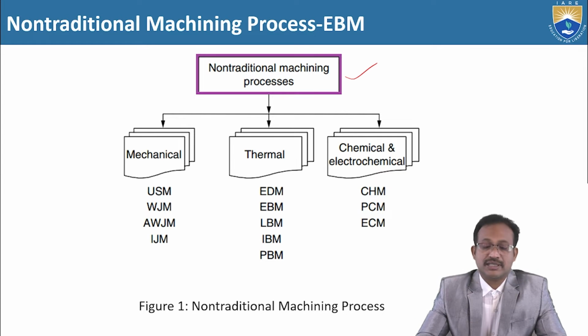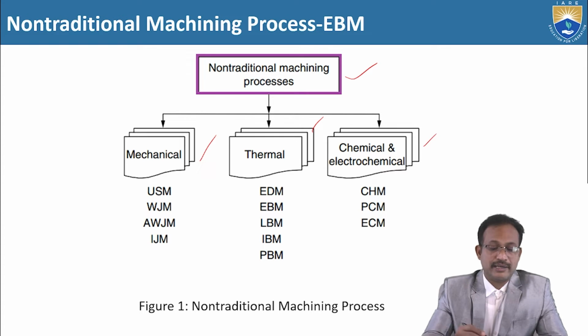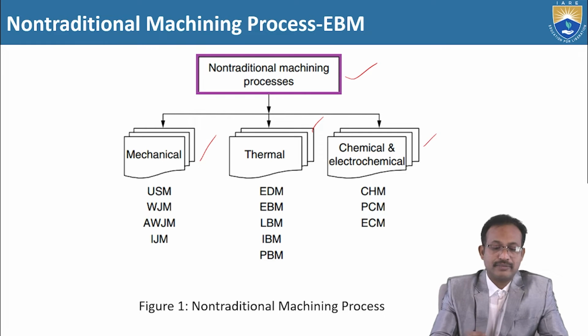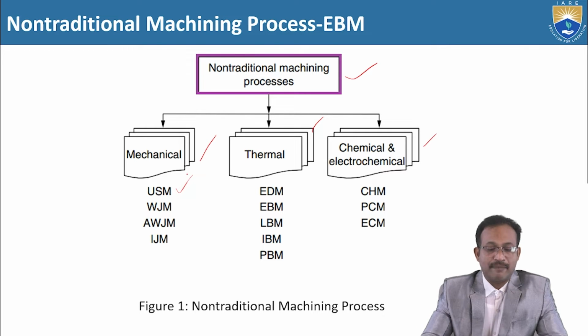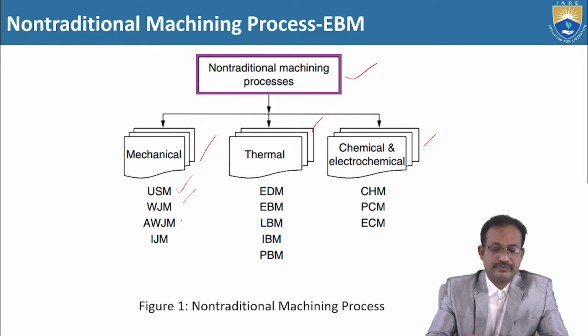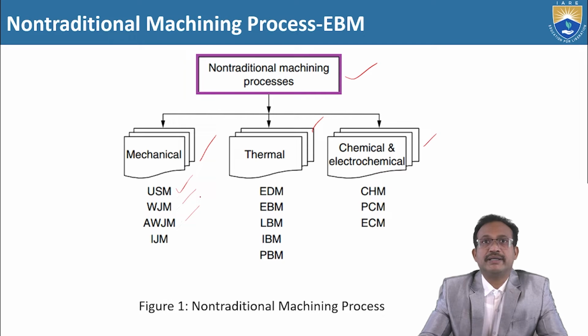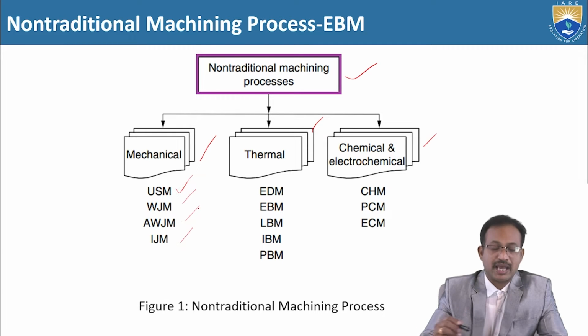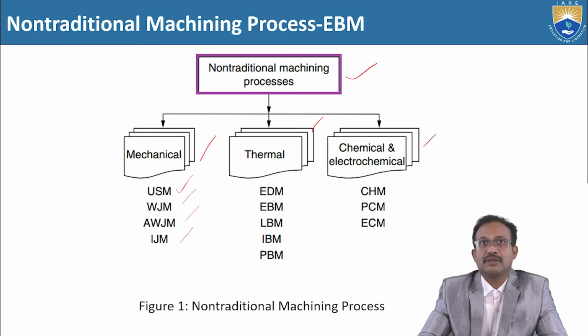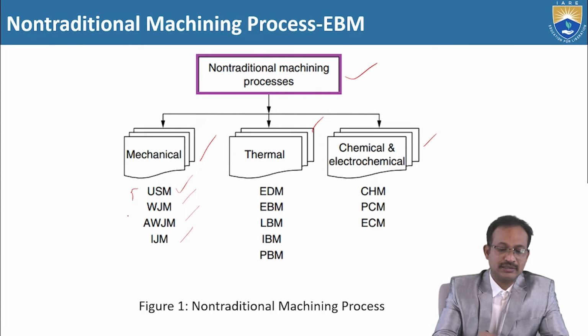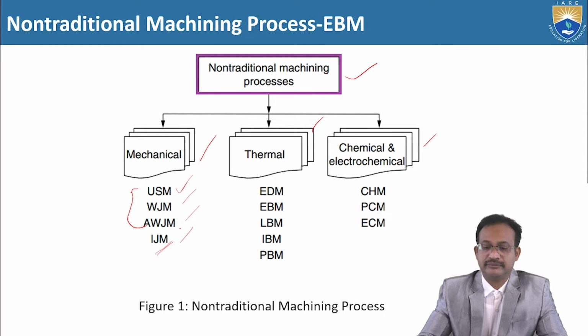Non-traditional machining processes have three main categories: mechanical, thermal, and chemical and electrochemical. Under mechanical, USM ultrasonic machining, WJM water jet machining, AWJM abrasive water jet machining, IJM ice jet machining. So far we have discussed these three. If time permits, we will discuss this one later.